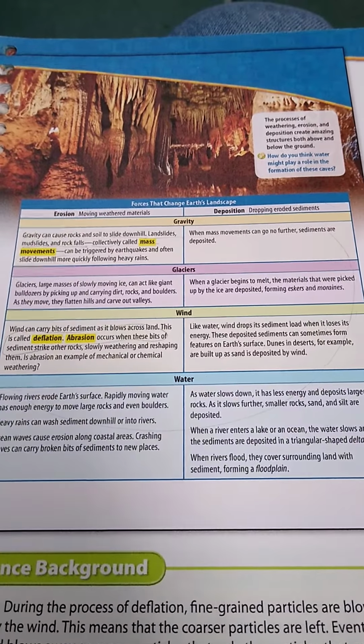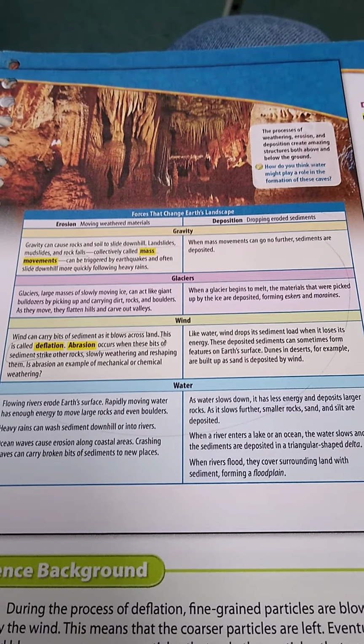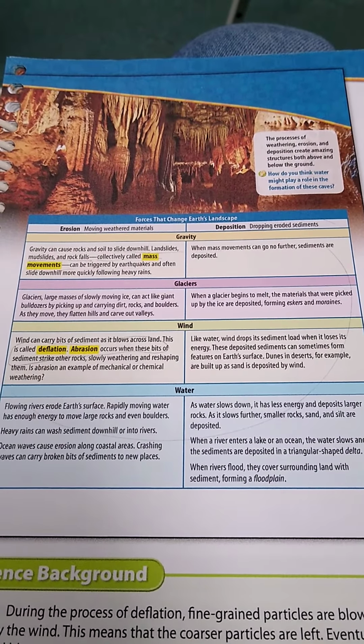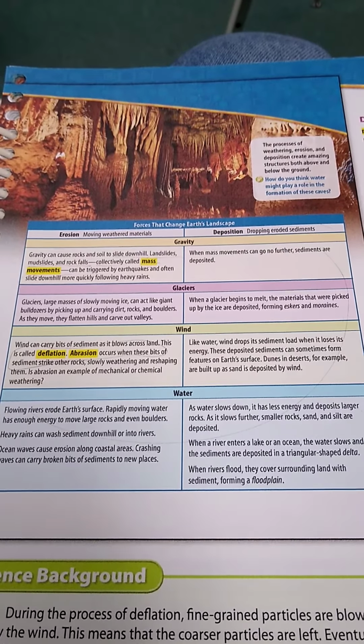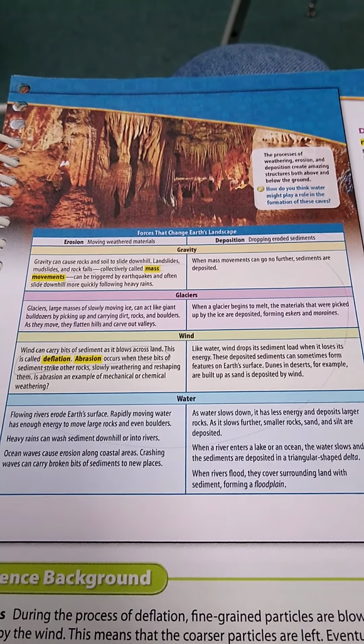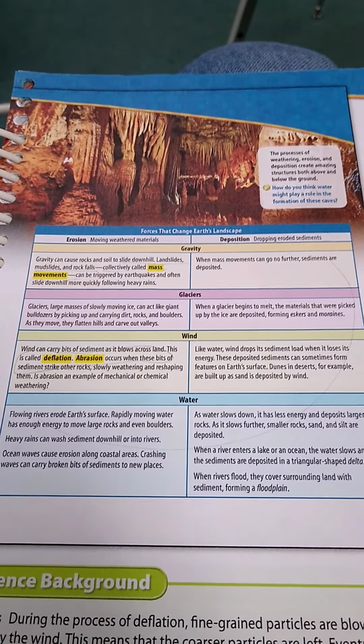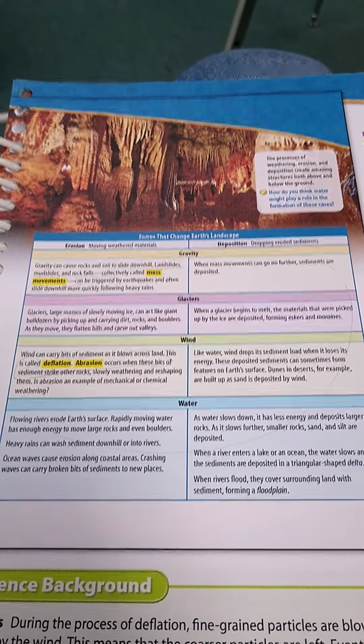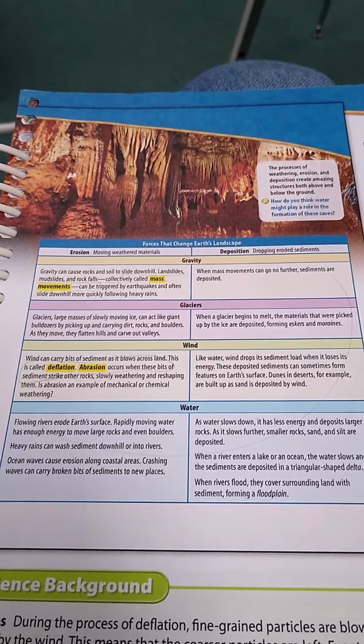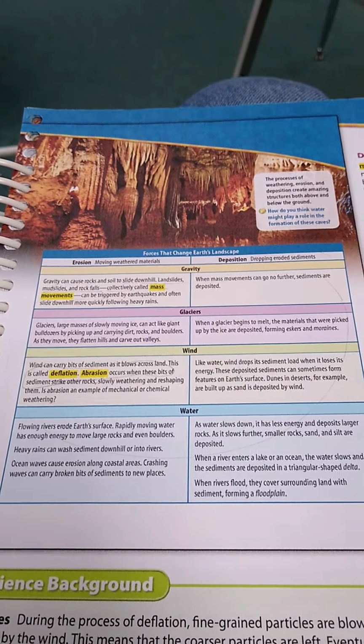The next one is wind, and that moves things very little at a time. As particles float in the air, it can be like a sandblasting. There are little particles blown by the wind. So they end up wherever the wind quits or dies down. They fall. That's where deposition happens.